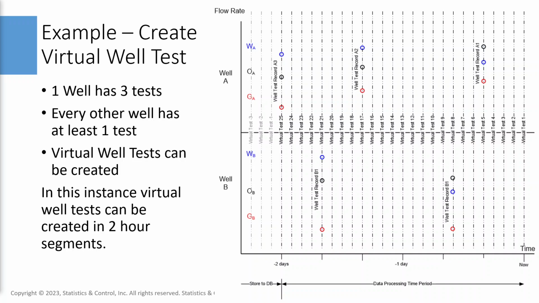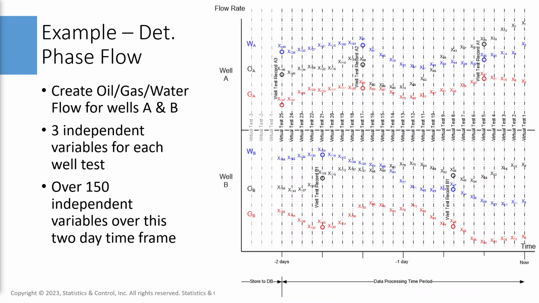In this instance, the virtual well test looks like it's just about every 2 hours. So it can change based on how often we get live data in and how often well tests come in. So a great example of how we determine the phase flow for each one is we create the oil, gas, water flow for wells A and B.